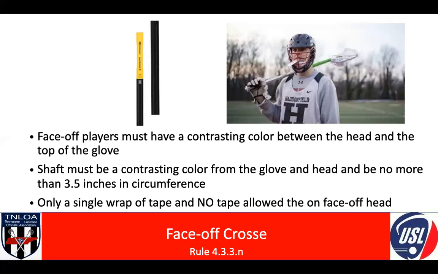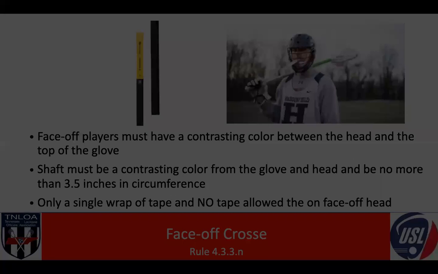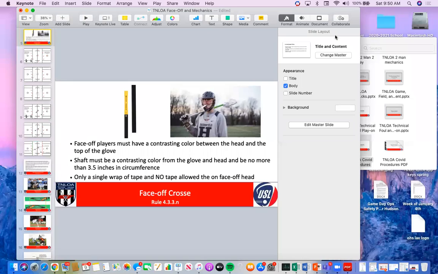The crankshaft has a weird dimension at the very top of the cross, allowing the player to have a little bit more grip on the ball, on the cross itself. Only a single wrap of tape is allowed, and no tape is allowed on the face-off head.